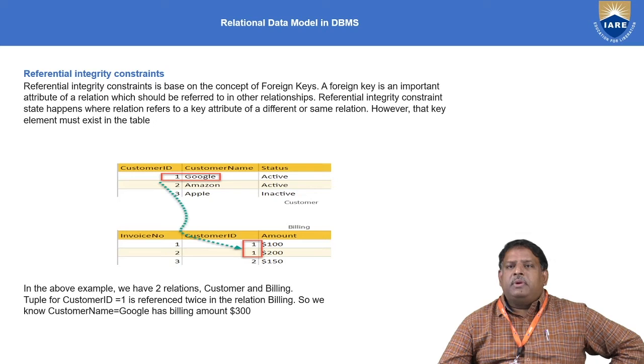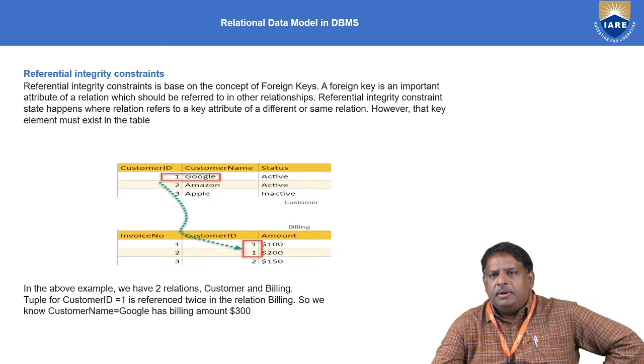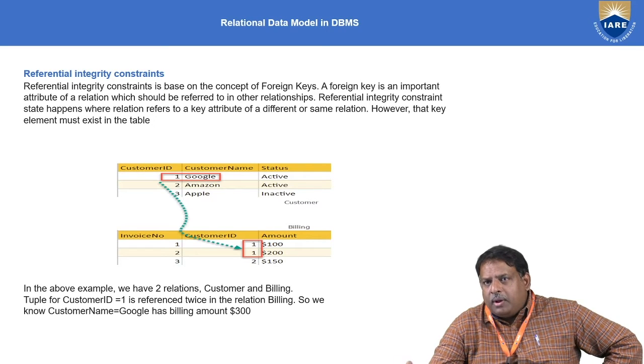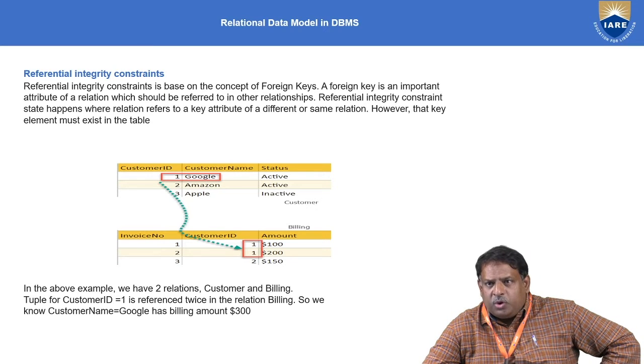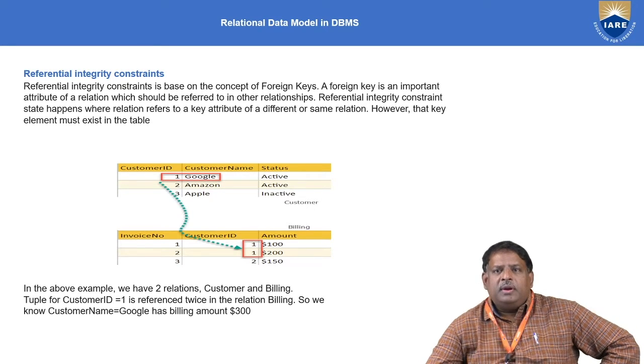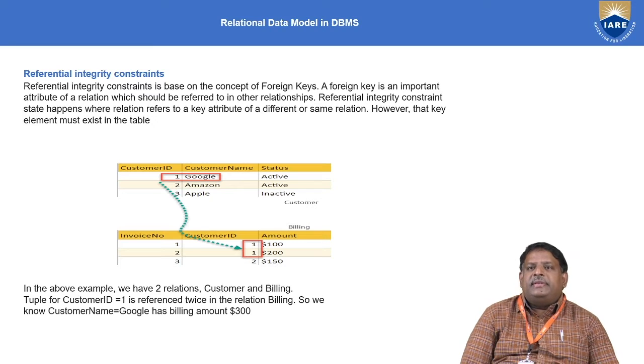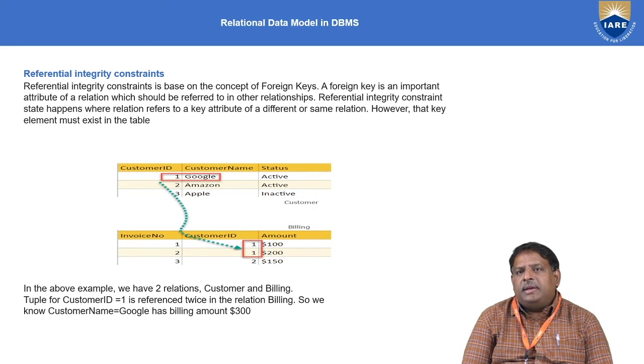Now we have 2 tables. One is the customer table, and the second is the invoice table. In the customer and the invoice or billing, the tuple for customer 1, which is the primary key, customer ID 1, has 2 corresponding records in the invoice. Customer 1 is referred to twice in the billing section. So we know that customer name Google has a billing amount of $300. There are 2 records in the child table. Invoice is the child table, where the customer table is the master table.